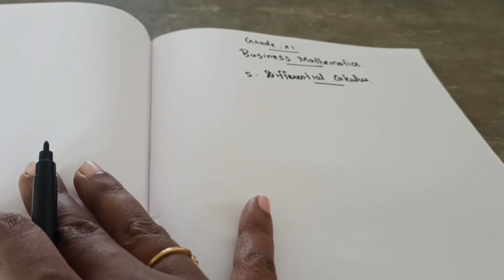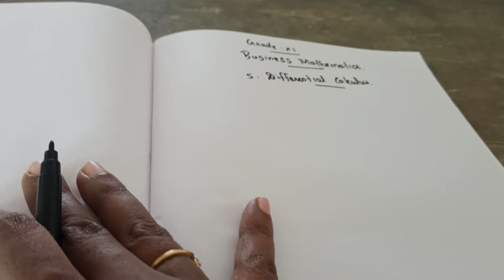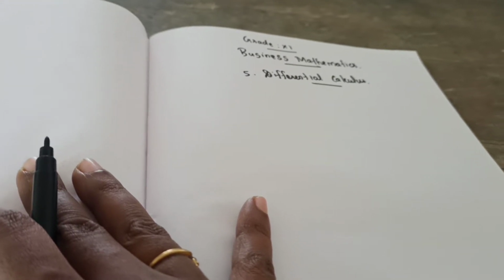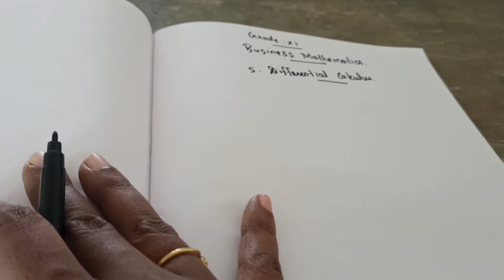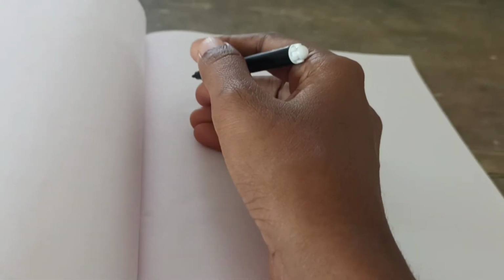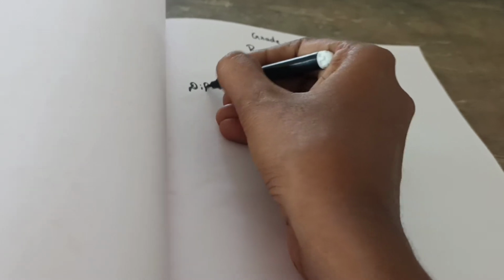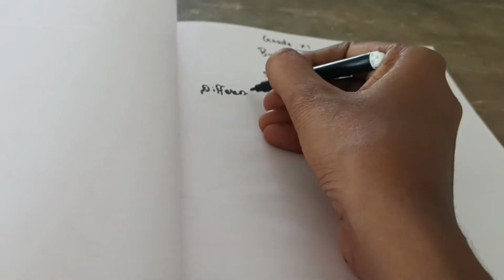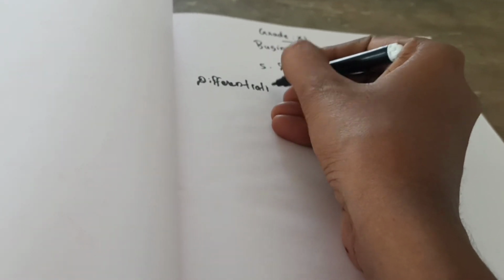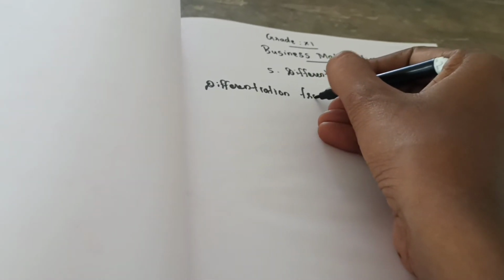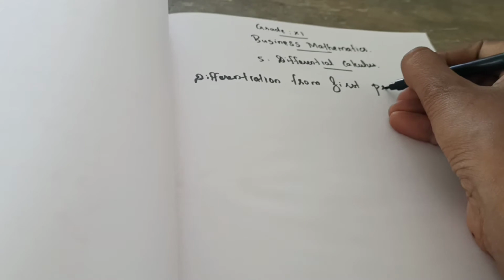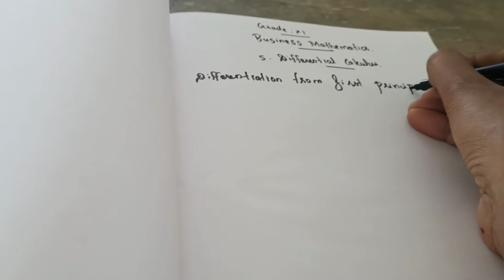We are learning our fifth chapter, differential calculus. Am I right? Okay. I said I will start the next section in our next class, so same as that, we can start our next section. Our next section is differentiation from first principle.